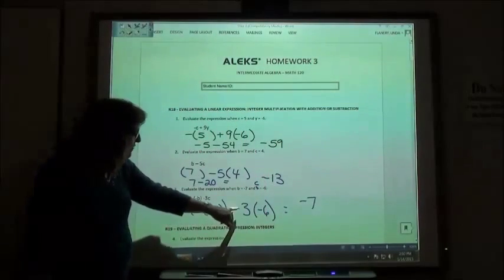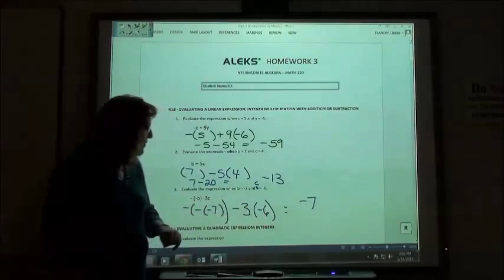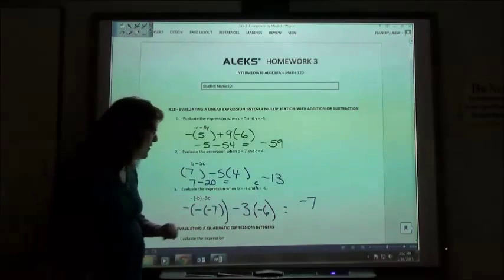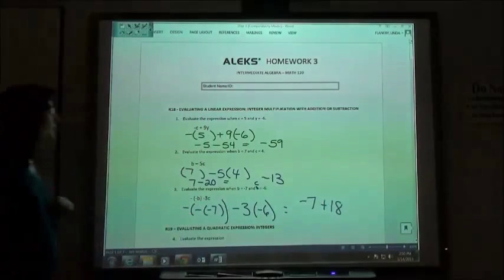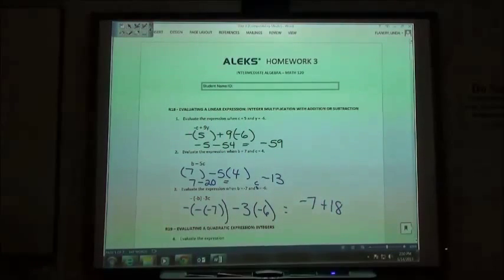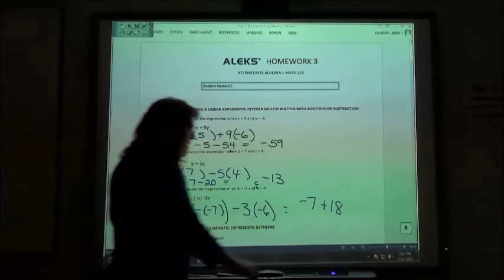On this side, I have negative 3 times negative 6. A negative times a negative is going to give me a positive. And so I'm going to have negative 7 plus 18. A negative 7 plus 18 is going to give me 11.